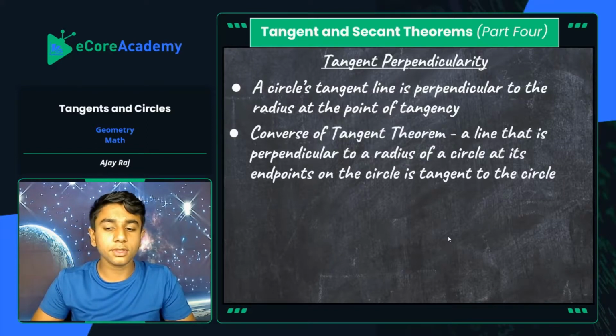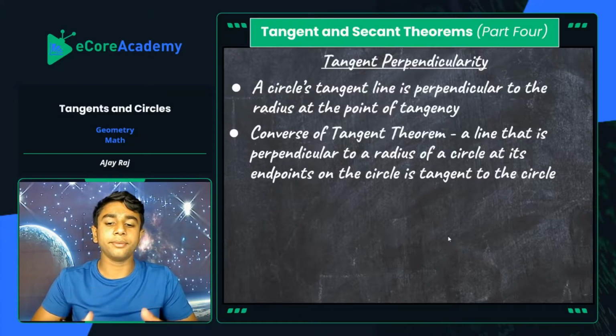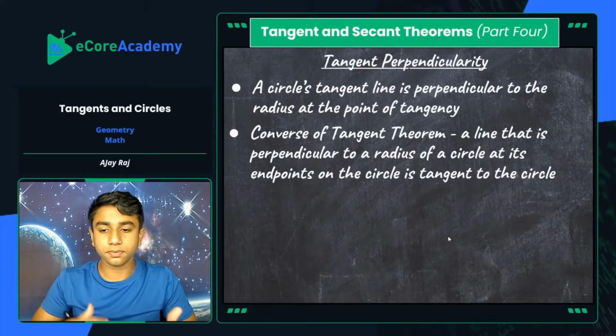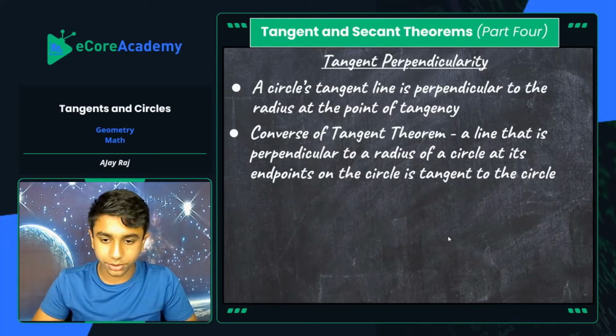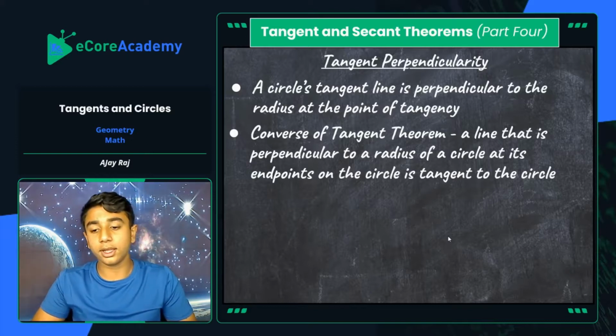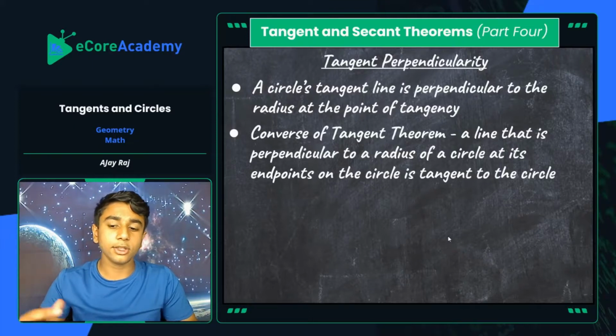And the converse of the tangent theorem, basically saying the reverse property of the tangent line definition of a circle, that is also true. It states that a line that is perpendicular to a radius of a circle at its endpoint on the circle is tangent to the circle. So all it's saying is, if a line that intersects at one point is perpendicular at that point to a radius, then it must be a tangent of the given circle.